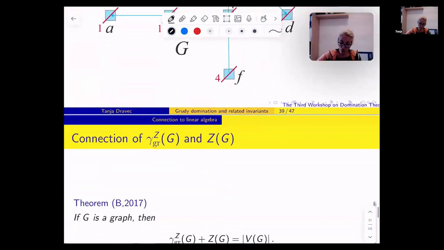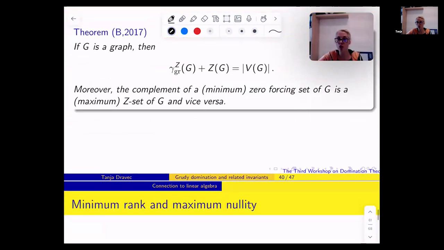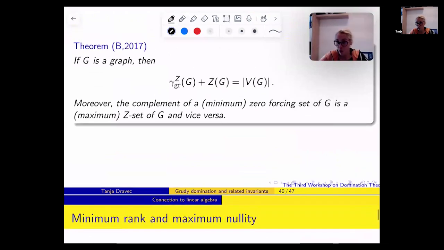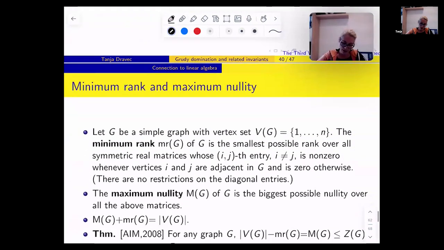But this is not just in this case, this always holds. So we prove that the sum of Z-Grundy domination number and zero forcing number equals the order of the graph. Or in other words, if we take the complement of the set that corresponds to the Z-Grundy dominating sequence, then what we get is a zero forcing set and vice versa. Okay.